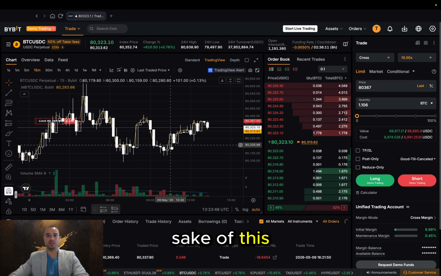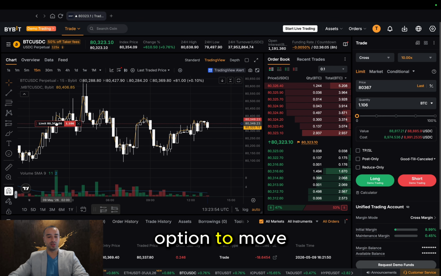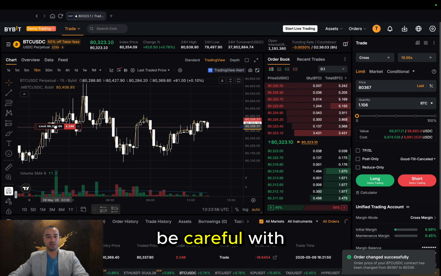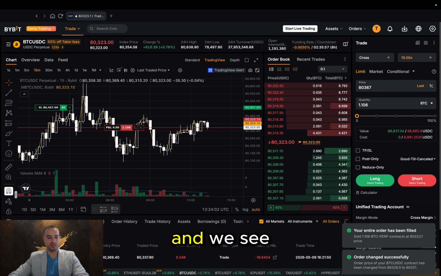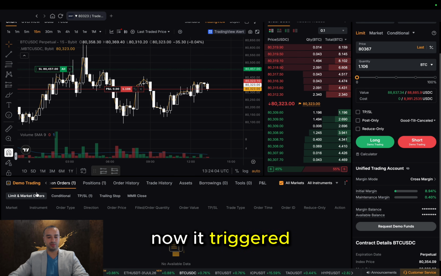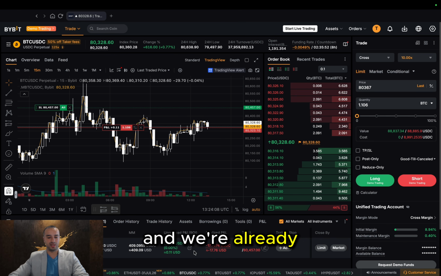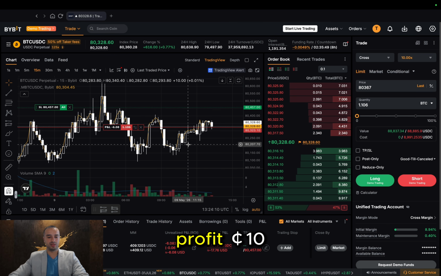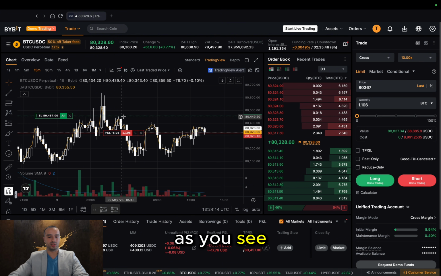And for the sake of this lesson, because we don't have the time to wait for the limit order to be triggered, you have another option to move your limit order. Be careful with this. You can go lower and lower until it triggers. And we see now it triggered by moving it, and we're already on profit, 10 cents. Now we're losing $6, and as you see, a stop loss.